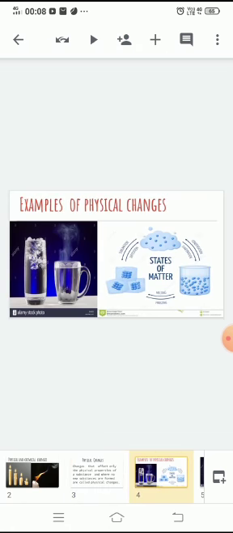Some examples of physical changes. When water changes to steam on heating or to ice on cooling, no new substances are formed. Ice, water and steam are different only in their physical properties. Ice is the solid form of water and water is the liquid form and steam is the gaseous form. Therefore, these changes are physical changes.